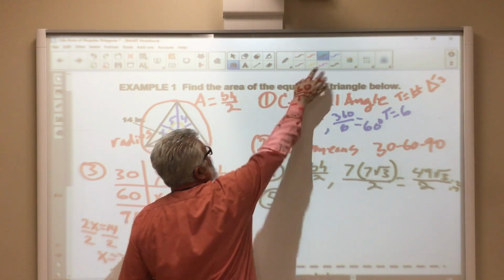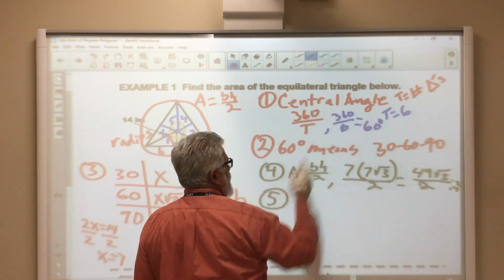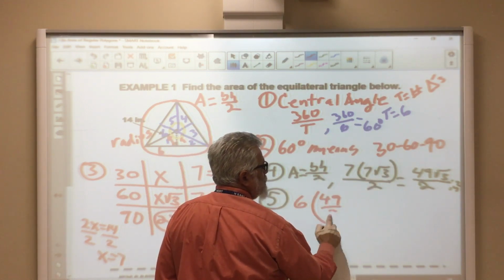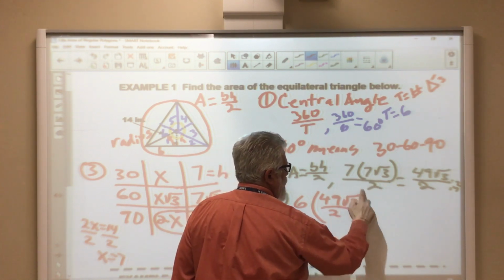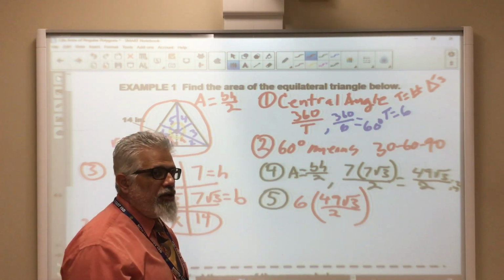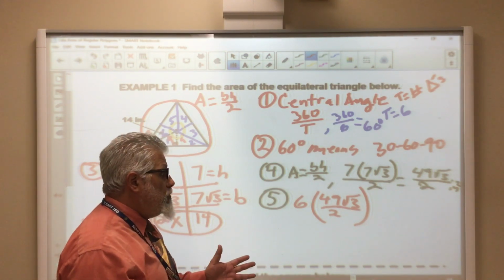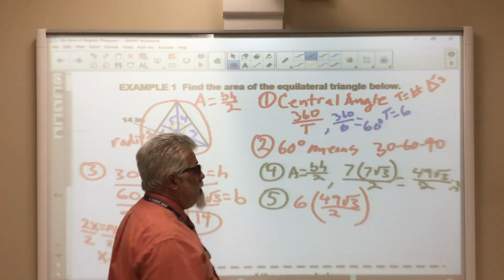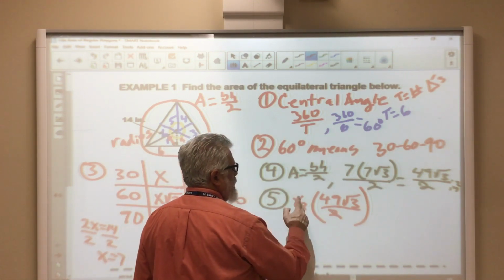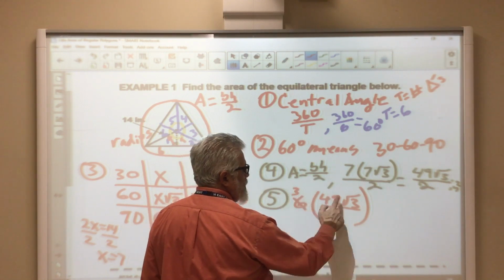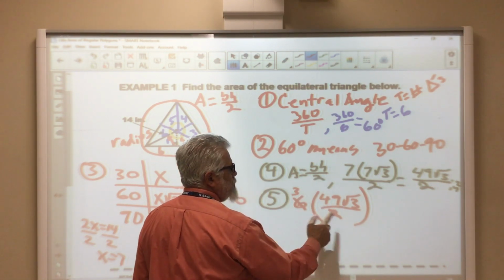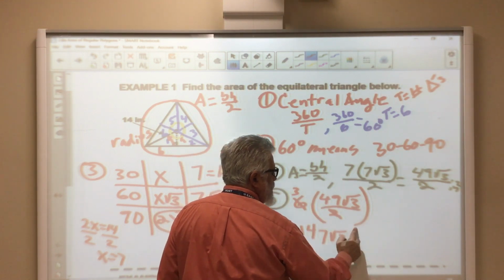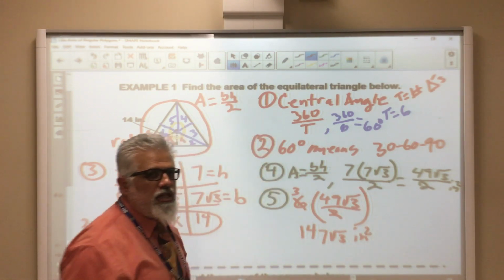So my fifth step will be the total number, which is 6, times that area, which is 49 over 2 square root of 3. If you put this into your calculator, you will get a decimal, but we're doing exact, so we're going to get a radical in it. So when I do this, 2 goes into that 6 three times, 3 times 49 is 147, and I bring my square root of 3, and it will be inches squared. So that's the area of the equilateral triangle.